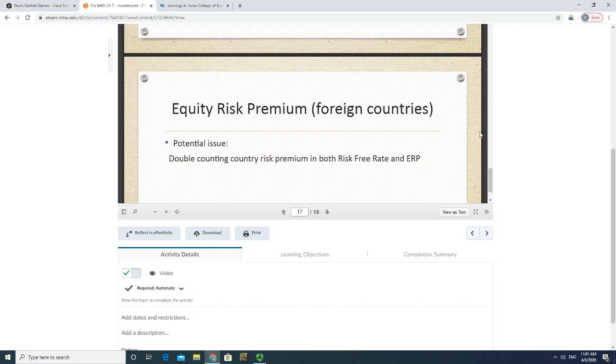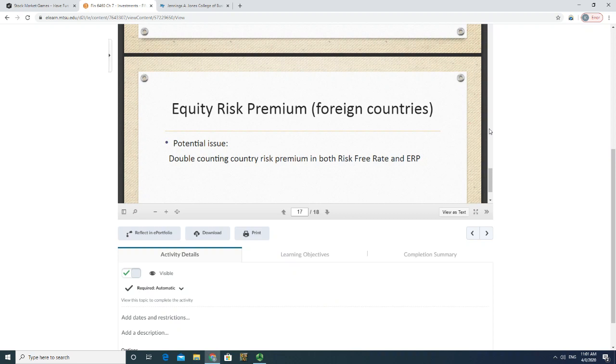And it's better to add this country risk premium on ERP than risk-free rate. Because when you do risk-free rate, it's more on the bond side. But when you add this country risk premium on ERP, you actually consider the nature of the equity. So that concludes our discussion on chapter 7, risk-free rate and equity risk premium.